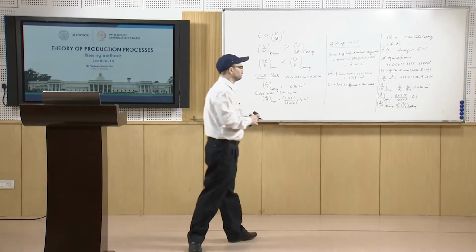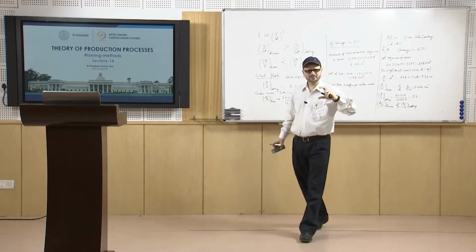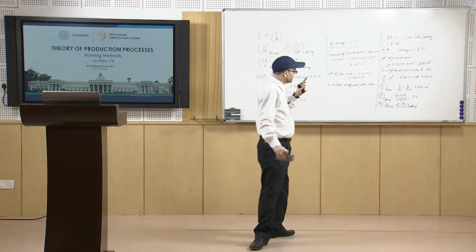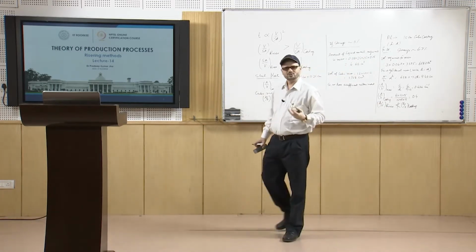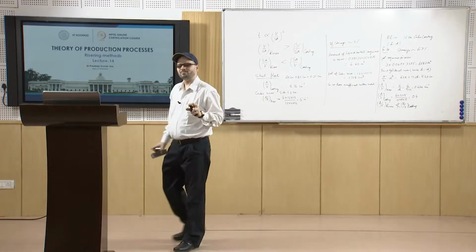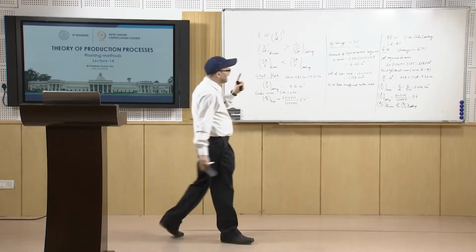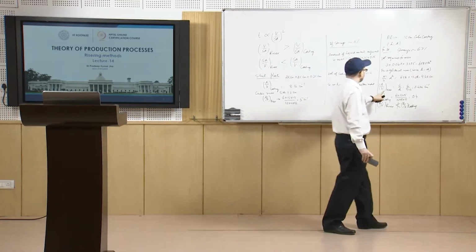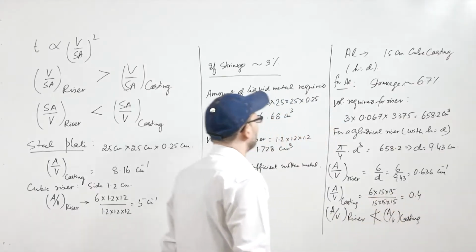So, even if you have sufficient liquid metal and the volume sufficiency condition is met, the riser is going to solidify early. That is not going to serve the purpose, and that is why this will not work. So, basically A by V of the riser cannot be more than 0.4.